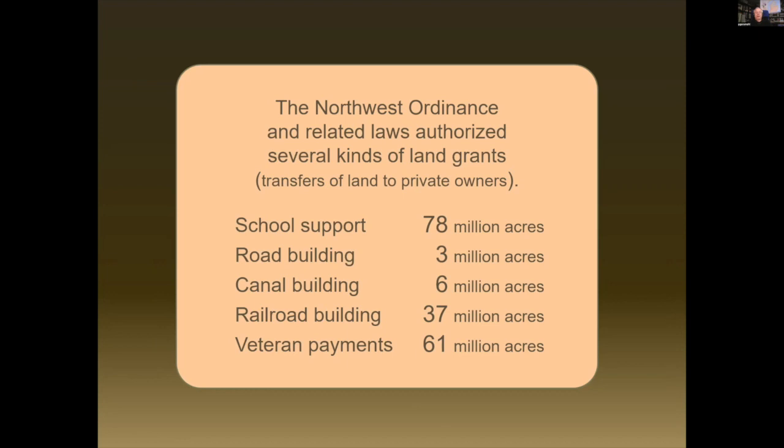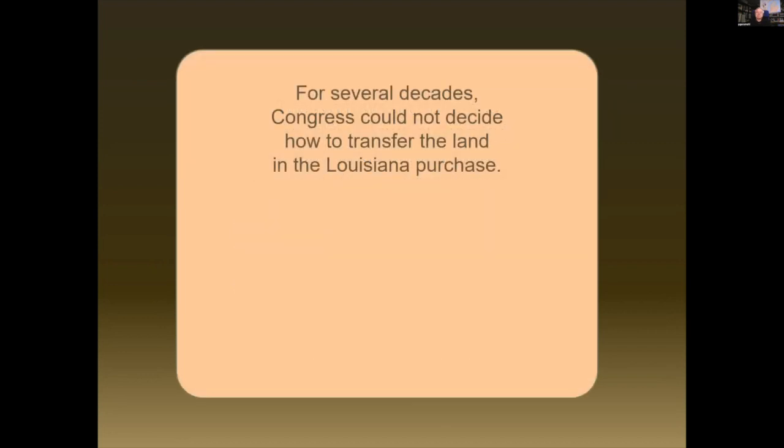And then finally, the second biggest grant of land was to pay off the soldiers who had fought during the Revolution and the War of 1812 and the action against the Barbary pirates and all the other military things that we had been doing. That was all about the Northwest Ordinance. What Congress could not decide was how to transfer the land of the Louisiana Purchase.